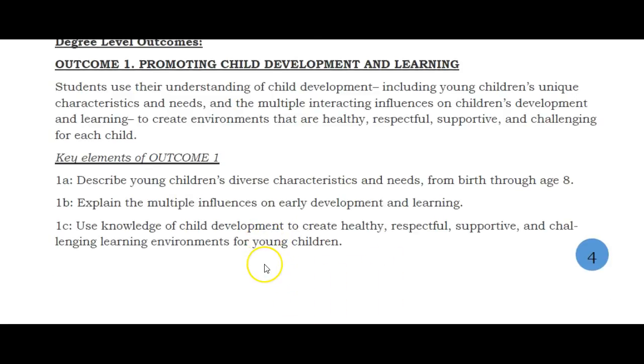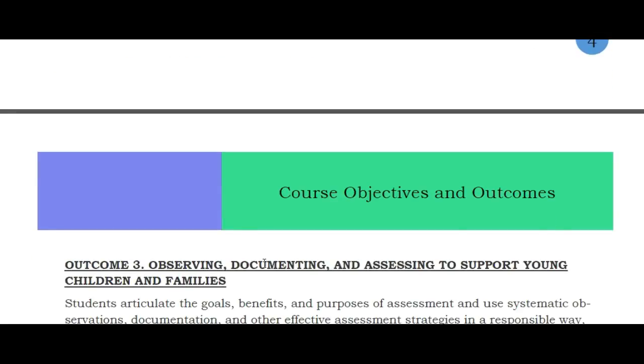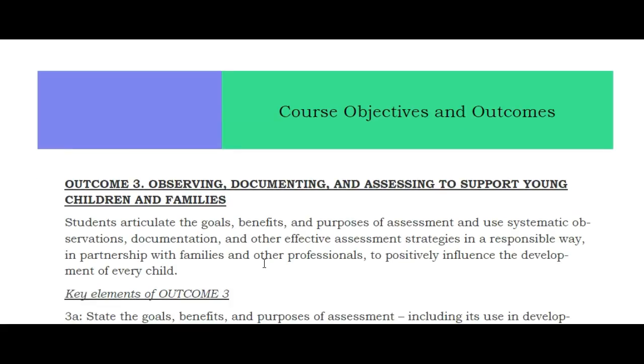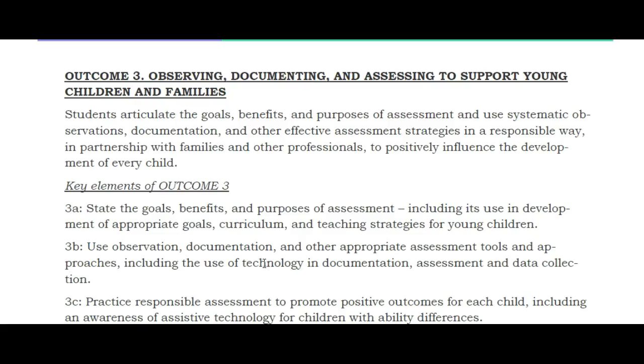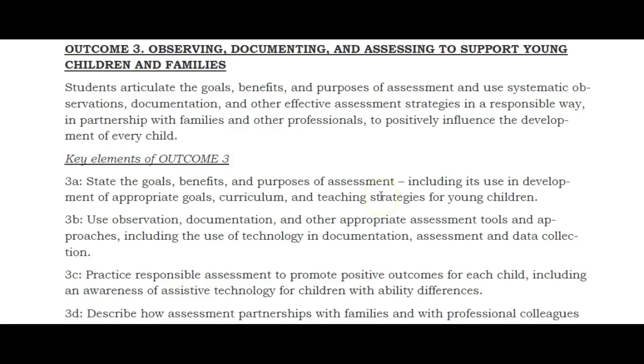Okay, and then there's also outcome 3. And the reason why they're not 1 and 2 is because these are the program outcomes for ECE, for early childhood education. So that's why we just have 1 and 3 associated with child development, and other outcomes are associated with different classes. So outcome 3 is observing, documenting, and assessing to support young children and families. Here's the description of the outcome, and then again below the key elements of the outcome.